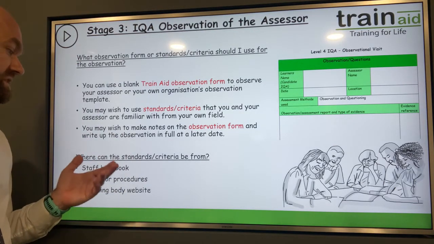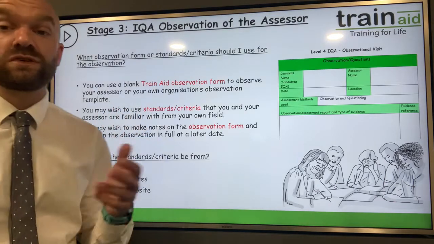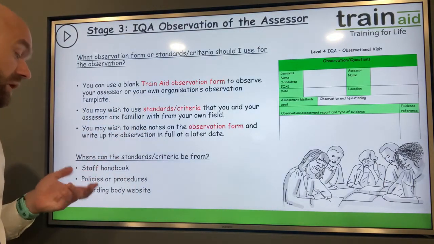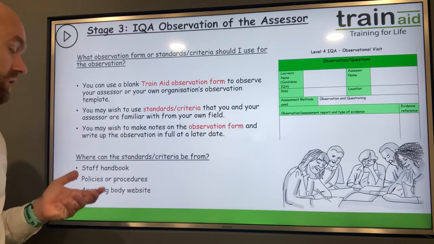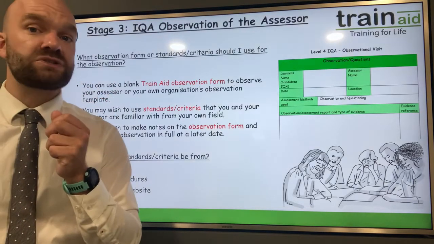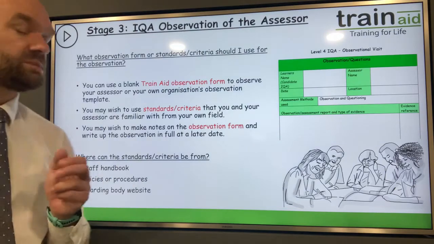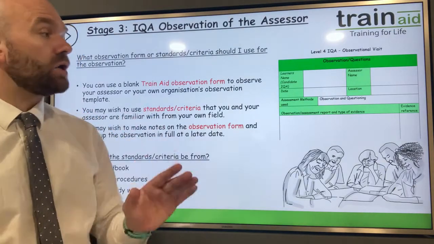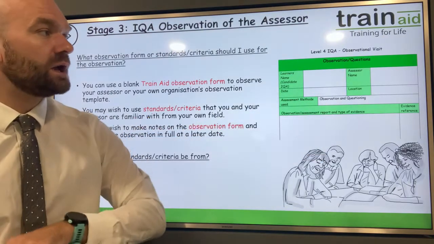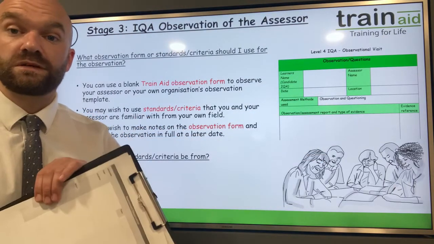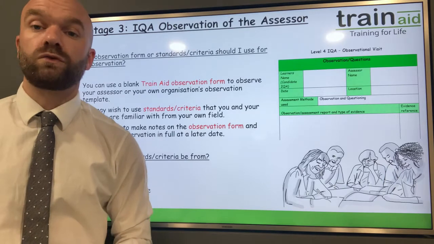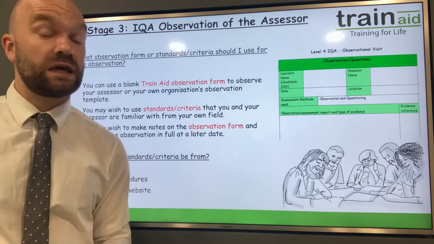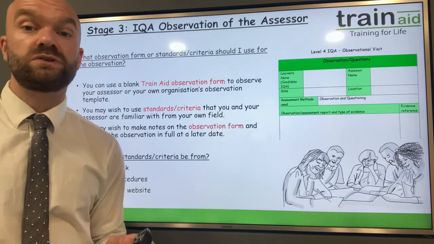In terms of standards and criteria, if that's for you, perhaps you could use some standards from a staff handbook or internal policies and procedures, or also you could gain some standards from an awarding body website as well. You don't have to use these standards. All that is required for you to complete the observation is simply the observation form from TrainAid or your organisation as well. The observation in terms of duration is very much down to you to decide.